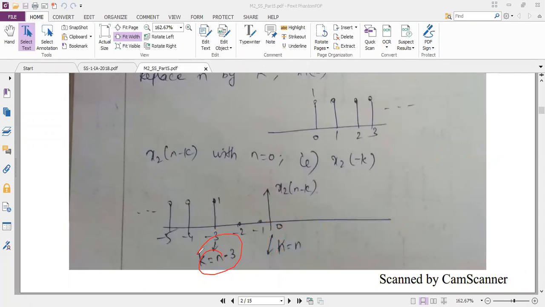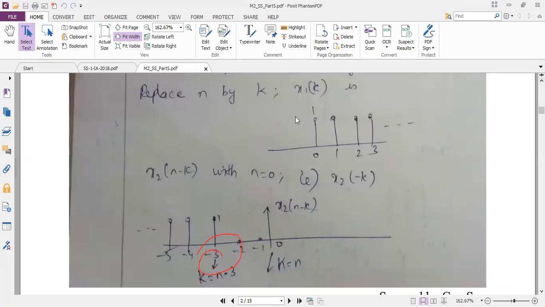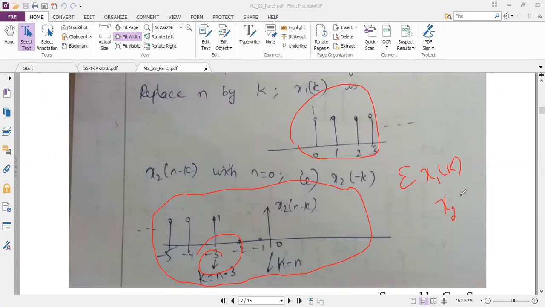Now I am just going to compare the two diagrams. Convolution means I have to perform the convolution between x1 of k and x2 of n minus k as per the formula. Originally, as per the formula, I am multiplying x1 of k with x2 of n minus k, and I am going to sum everything. But originally I have to multiply these two.